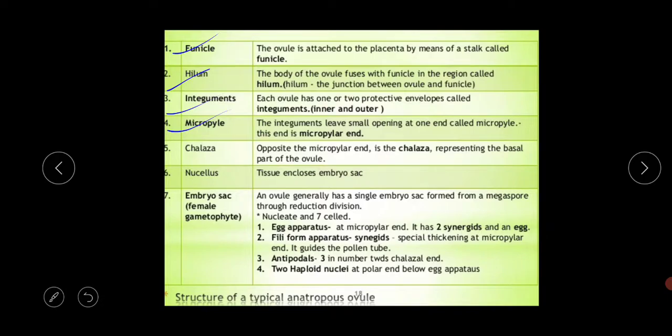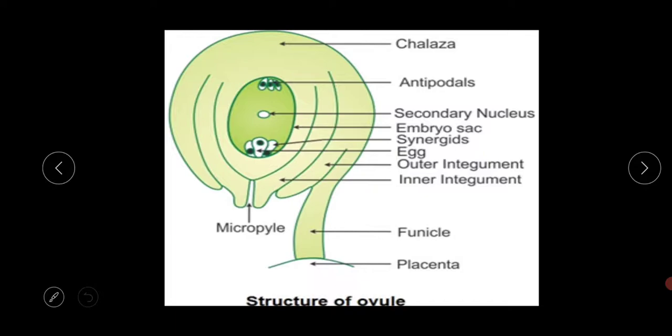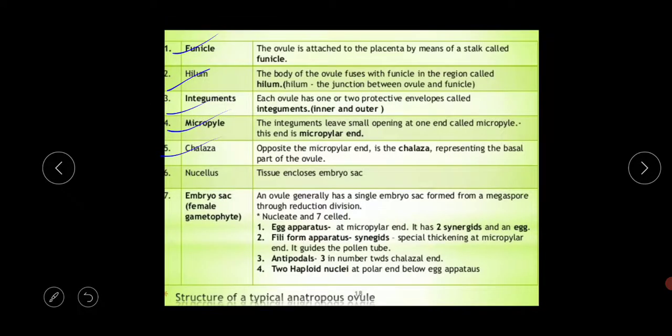Next one is the micropyle. What is the meaning of micropyle? The integuments leave a small opening at one end called the micropyle. This end is called the micropylar end. Okay. Next one is the chalaza. What is the meaning of chalaza? The basal part of the ovule, the end opposite the micropylar end, is called the chalaza. I am showing the picture. Look at the structure. This is the micropyle and this is the chalaza, the opposite part of the micropyle. This is the basal part, and this is the tip portion of the ovule. So the micropyle and chalaza are just opposite to each other.